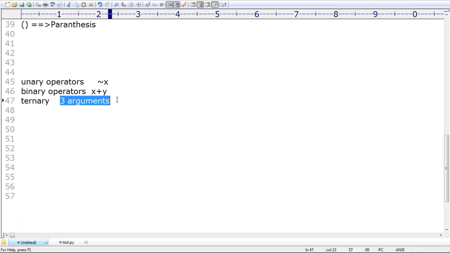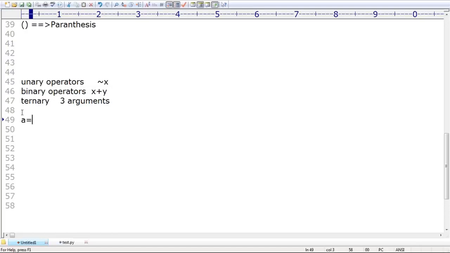Applying an operator to one argument, two arguments, or three arguments: which one is the easiest? Applying an operator to one argument. That's why Python, and almost all programming languages, give the highest precedence to unary operators. Next comes binary, and after that ternary. This is universal, general to programming languages.